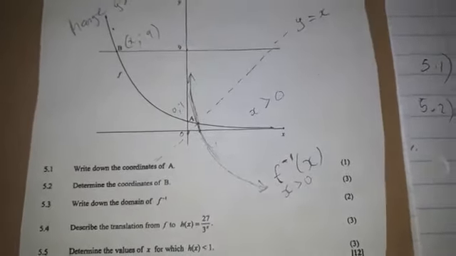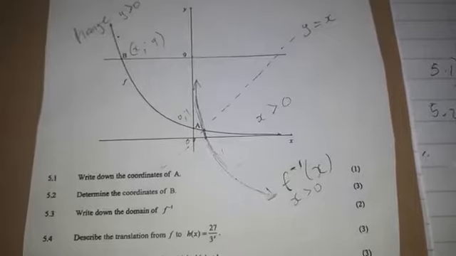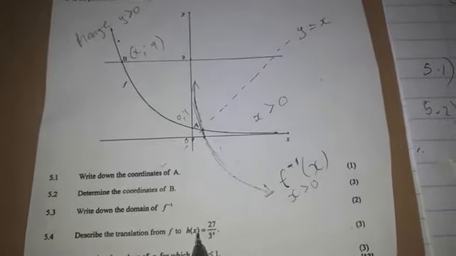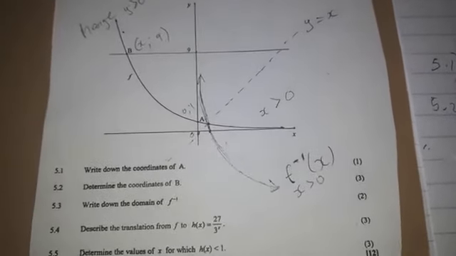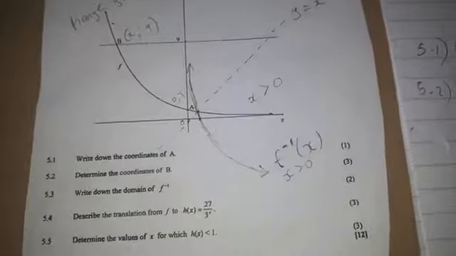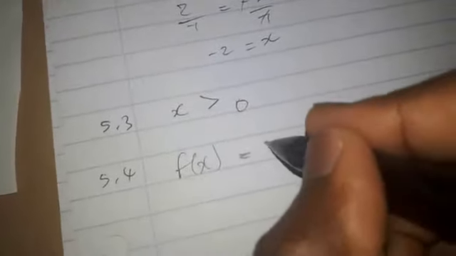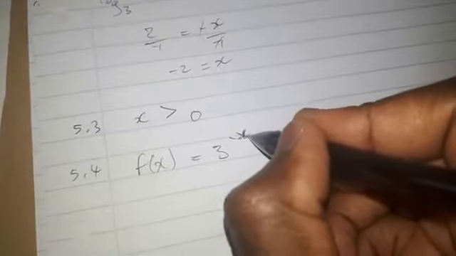Yeah. So here it says describe the translation of f to become this. So what we can do for ourselves at 5.4, let's first look at what f of x looks like. Always start from what you have. Don't overcomplicate anything. Like here we have 3 to the power of negative x. That's what we're starting off with.